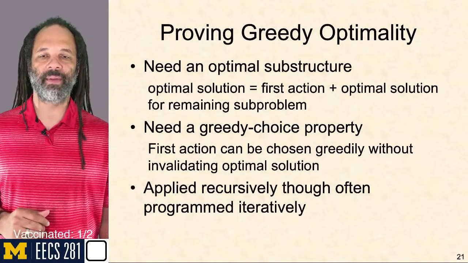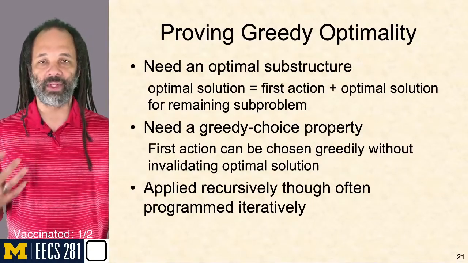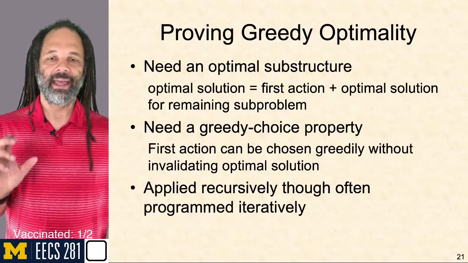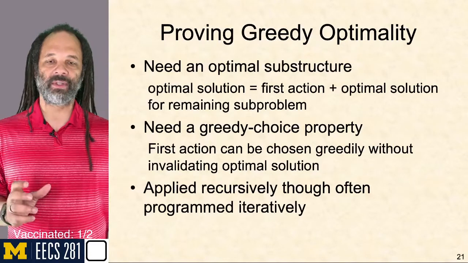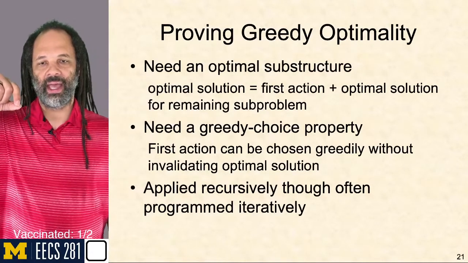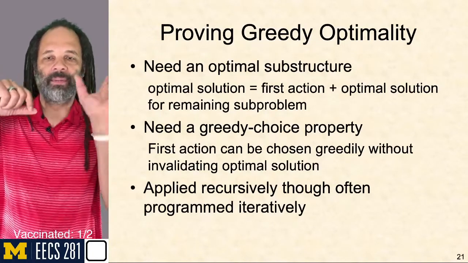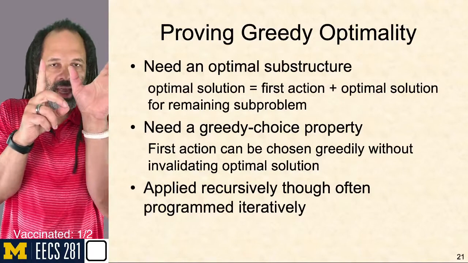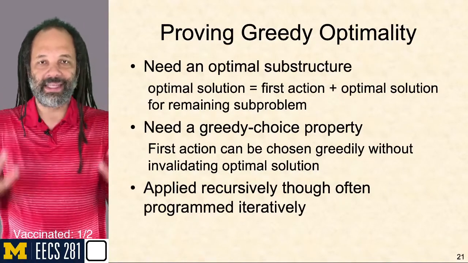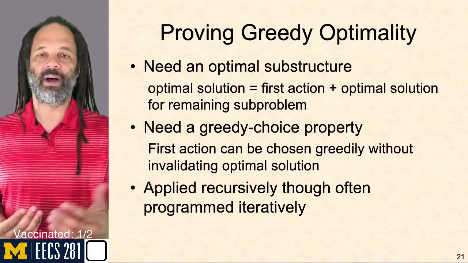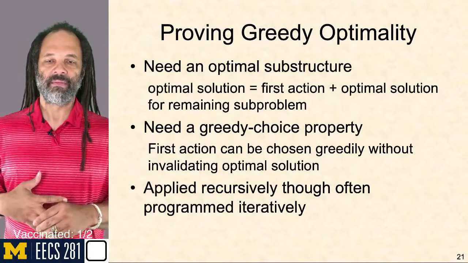Proving this greedy optimality, we need to have an optimal substructure, right? And what that is, if I can build an optimal solution by taking some action and adding that to an optimal solution for the rest of the problem. If I can take one step and add it to an optimal solution for the rest of it, that's the optimal substructure that I'm looking for. If I can't do that, then I can't solve this problem with a greedy algorithm.